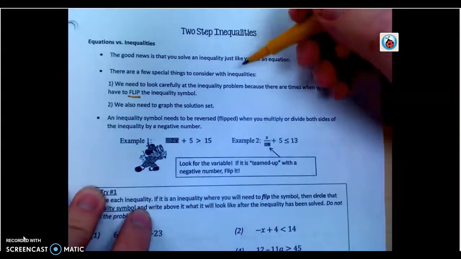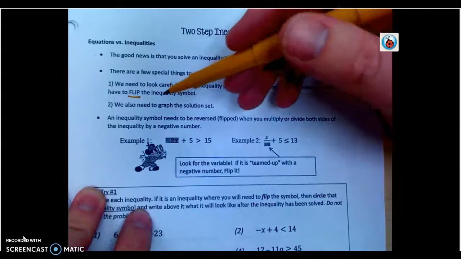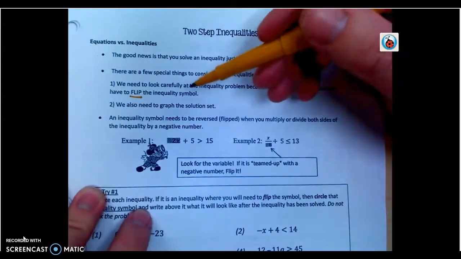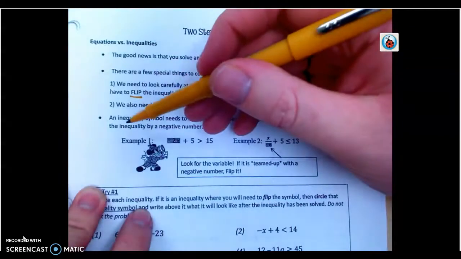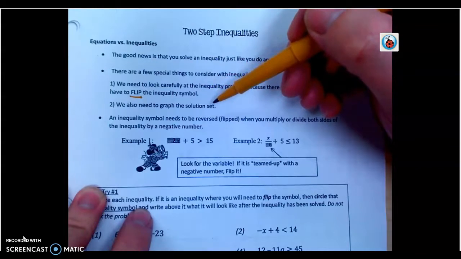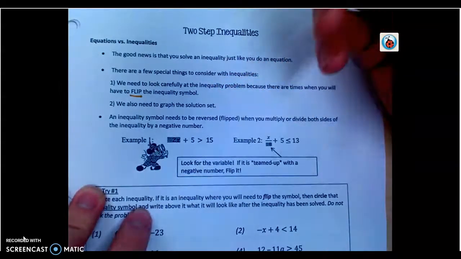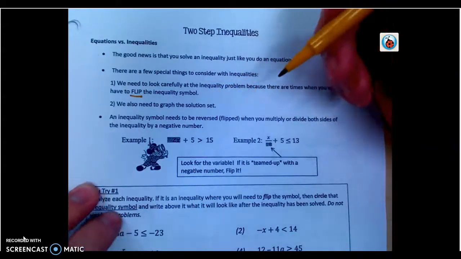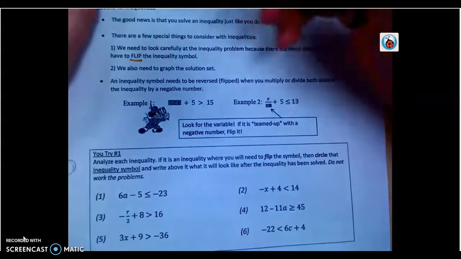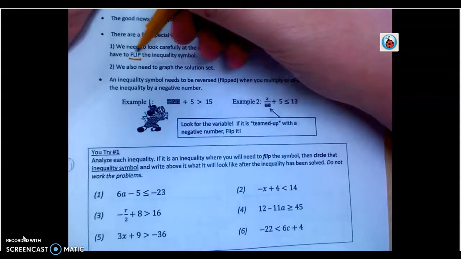So hopefully you can take a second and think to yourself, when is it that we would have to flip an inequality? You remember from the last 2 lessons. The second thing that you have to do with inequalities is we also need to graph the solution set. We can't just say what the solution is, we need to graph it as well.